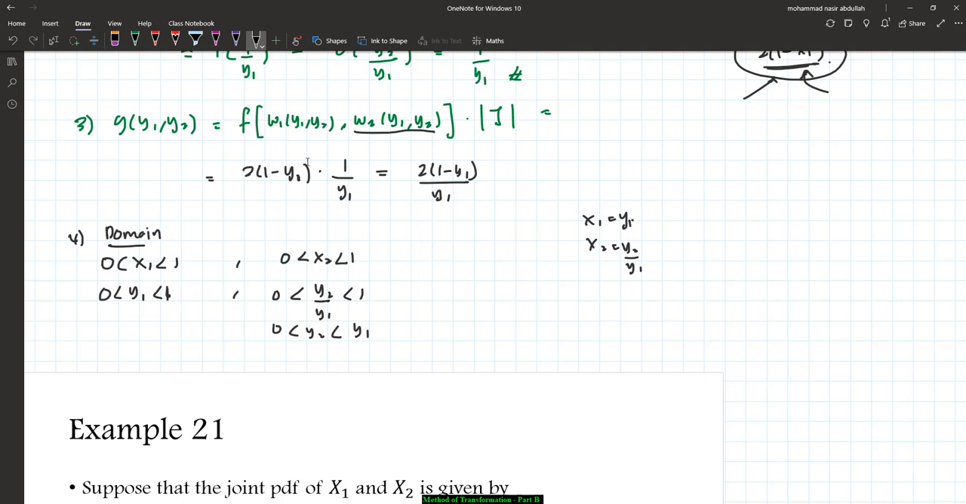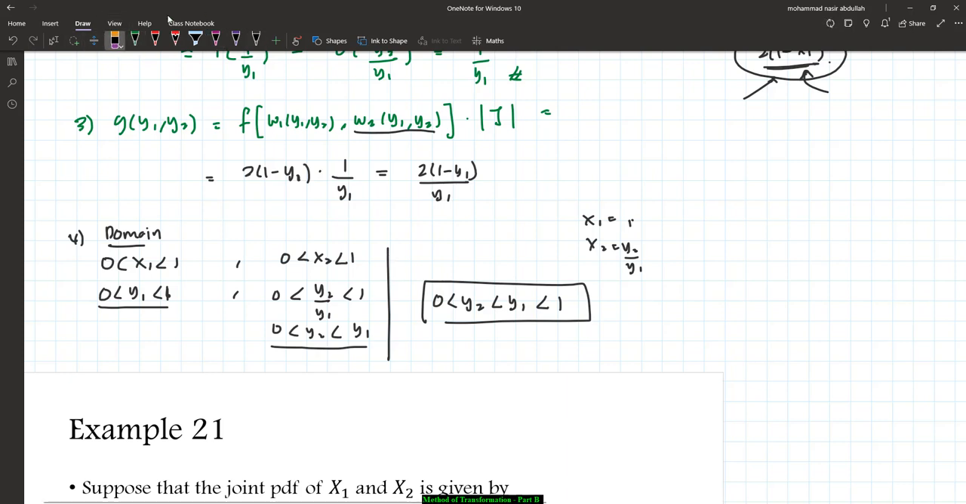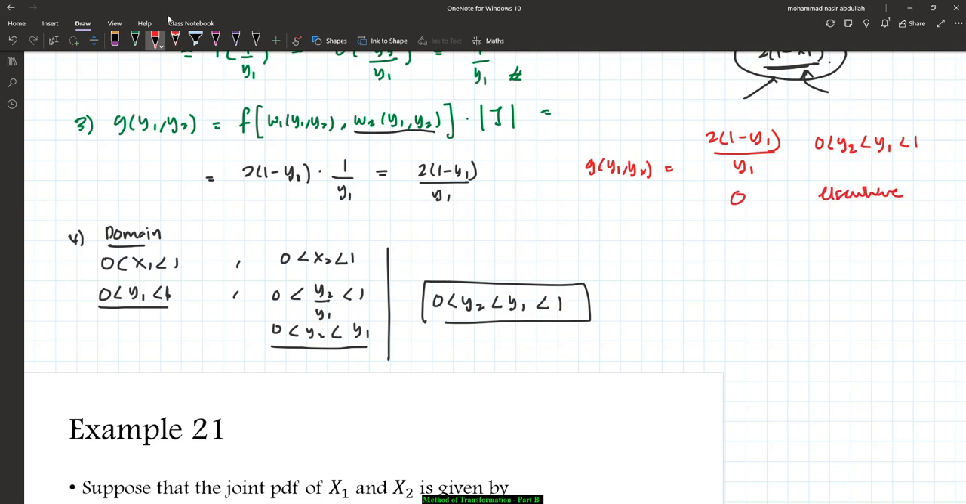You can see this is continuous, this is also continuous. This is straightforward compared to the first example. It looks a bit difficult to solve, so we leave it like that. But this one we can simplify, but it's straightforward. Combining them, this should be equal to our new joint density function g(y1, y2), which is 2(1 minus y1) divided by y1, for y2 up to 1, and 0 elsewhere. This is the new joint PDF.